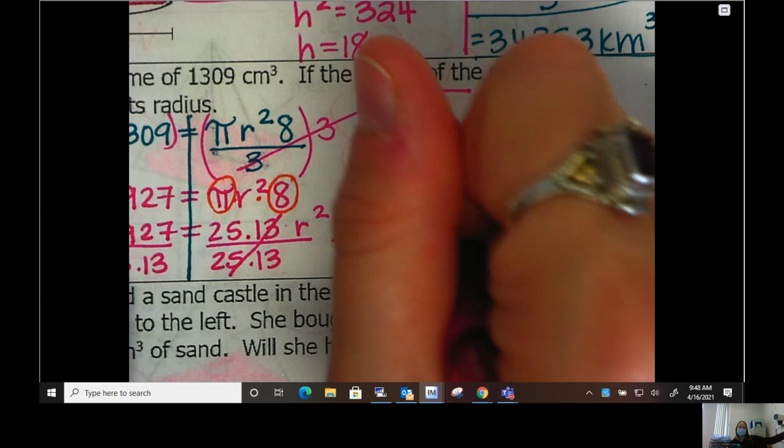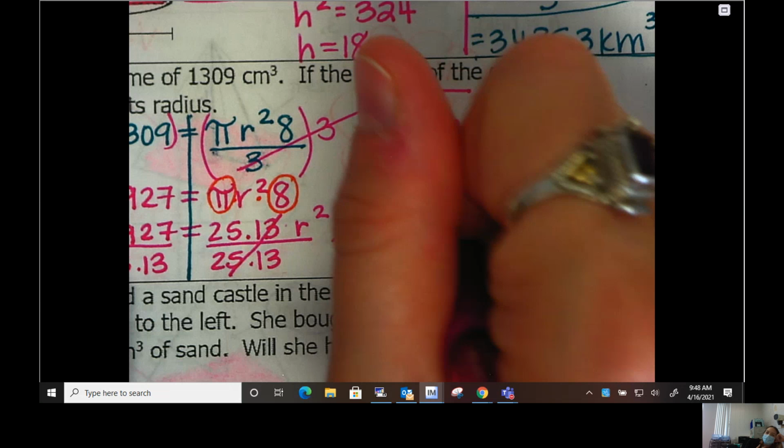Okay. Number 10. Caitlin must build a sandcastle in the form of a square pyramid for a project as shown to the left. She bought 3 bags of sand, each containing 1,200 inches cubed of sand. Will she have enough sand to build the castle? So I want to know, if she's got 3 bags of sand, each one being 1,200 inches cubed, does she have enough sand to build this castle right here?